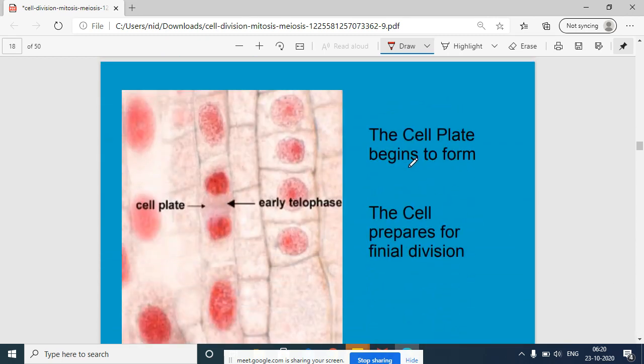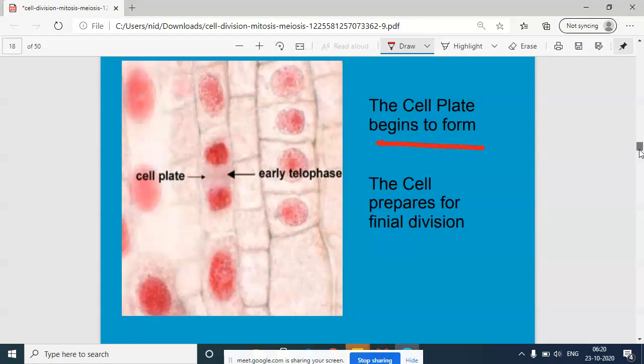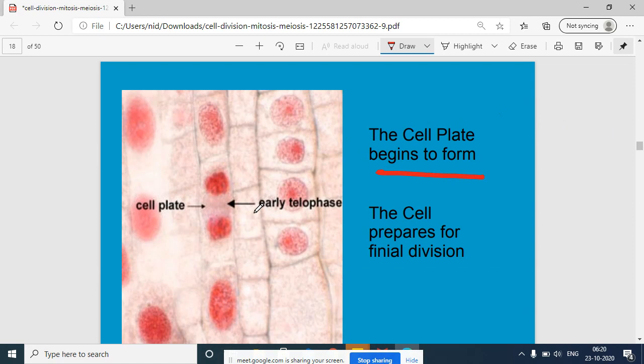The cell plate, which begins to form in this phase, which is telophase. Okay, early telophase. A cell plate begins to form, and the cell prepares for the final division.